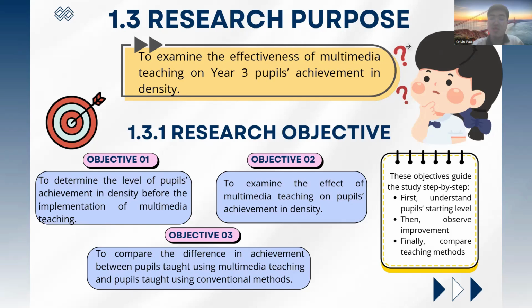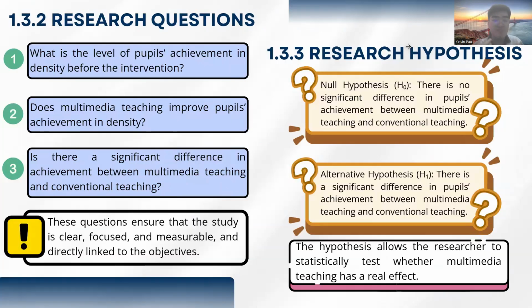Based on these objectives, this study addresses the following research questions. What is the level of the pupils' achievement in density before the intervention? Does multimedia teaching improve the pupils' achievement in density? And is there a significant difference in achievement between multimedia teaching and conventional teaching? These questions are designed to ensure that the study is clear, focused, and measurable, and directly linked to the objectives.